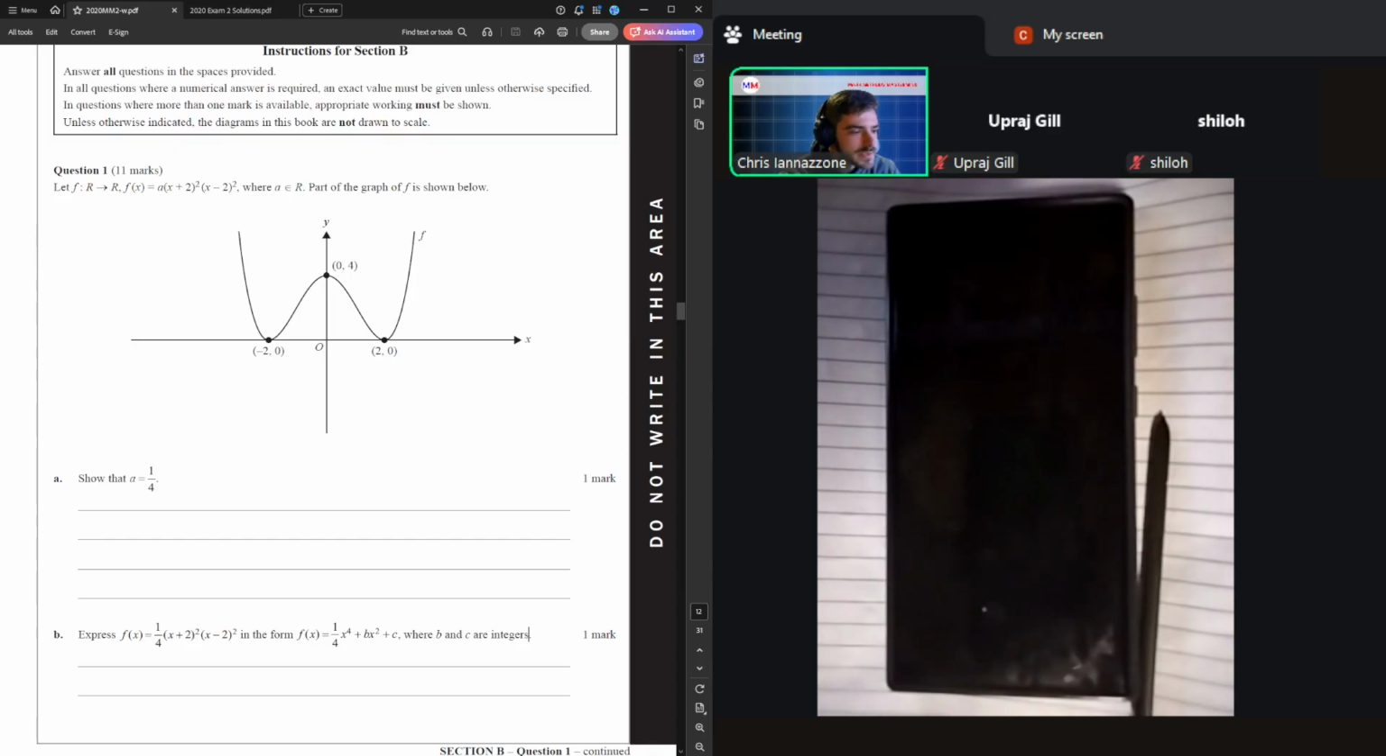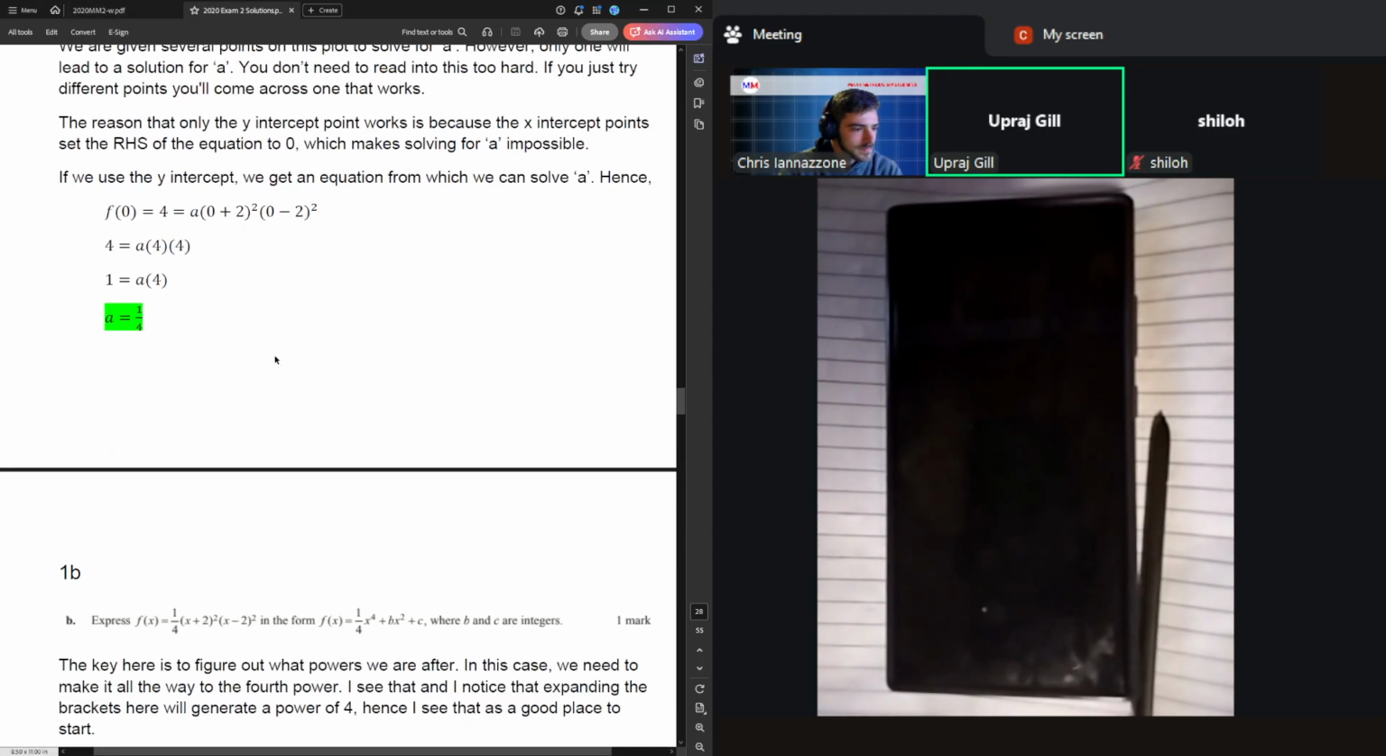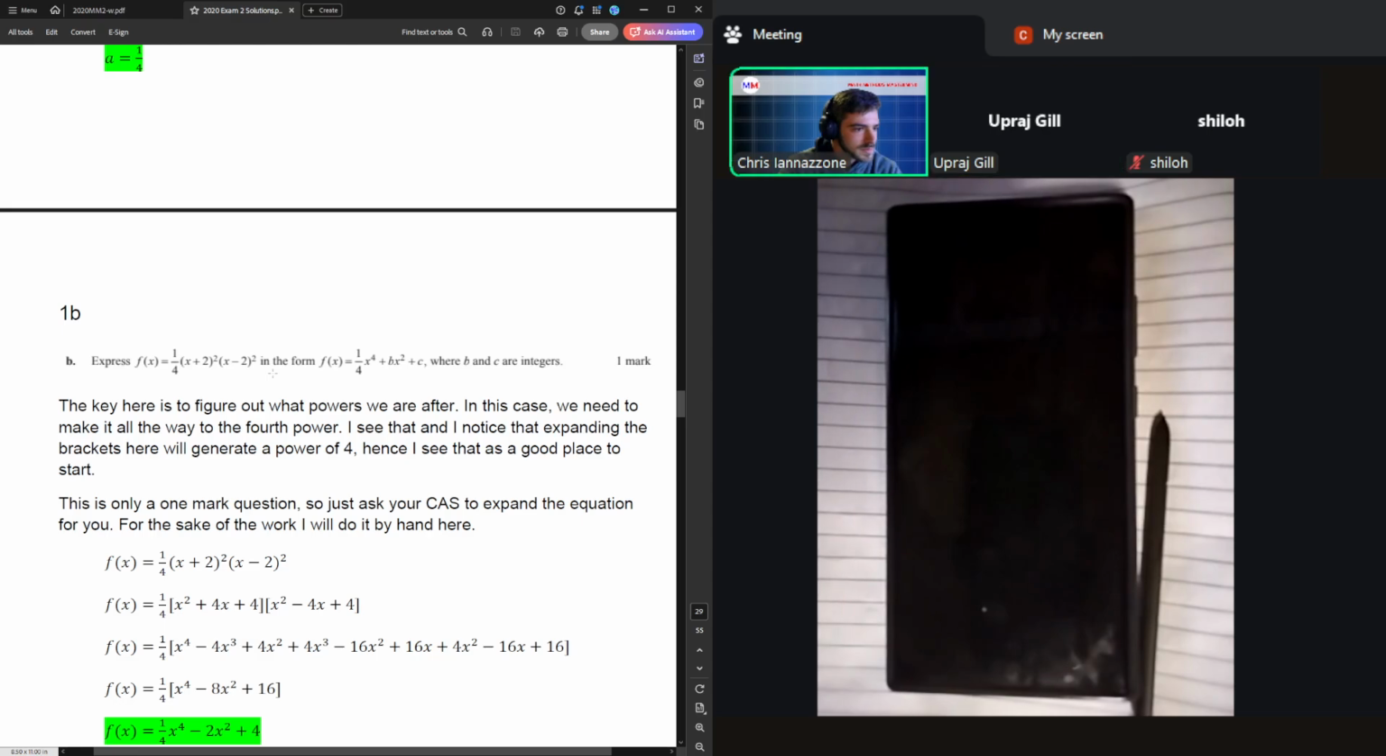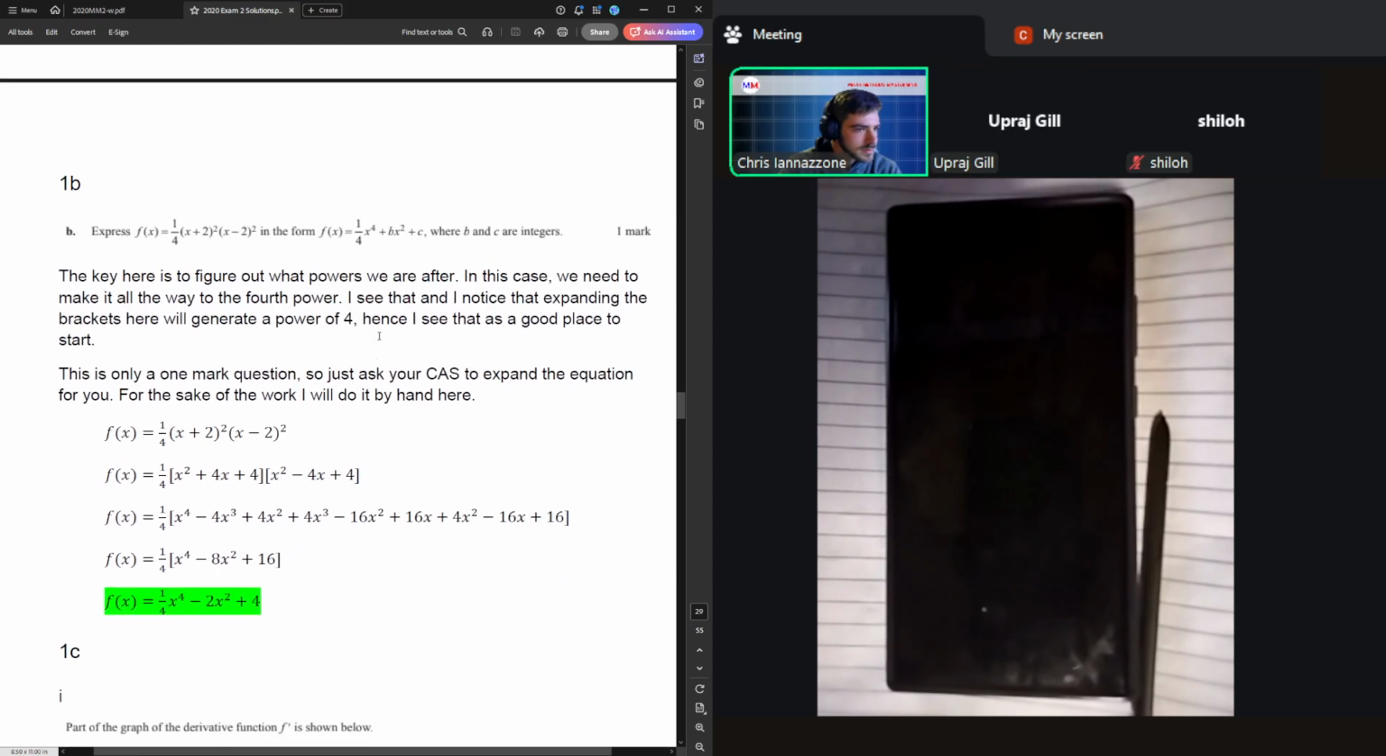The key, of course, there would be noticing, hey, I've got a factorized form. Here's the polynomial form, the expanded version. Is B 2 and C 4? B is -2, C is 4. Oh, sorry, hold up, my bad. Yeah, B is -2, C is 4.